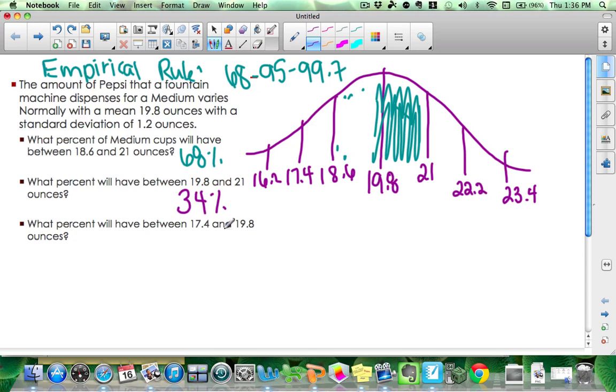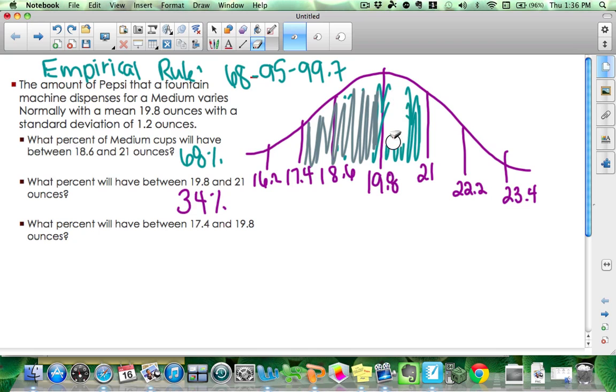Last question, what percent will have between 17.4 and 19.8 ounces? 17.4 to 19.8, and we're stopping there, so I'm going to erase this. Now, common misconception, you might see, okay, I went 2 standard deviations. This spans 2 standard deviations, so it's 95 or it's 68 or something like that. Or you may think, okay, this is 34, so this must be 34, and my answer is 68. 68 is not the answer because these 2 pieces are not equivalent. They're not the same area as each other.